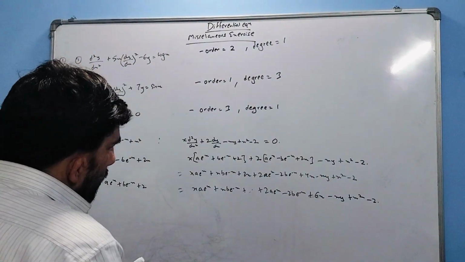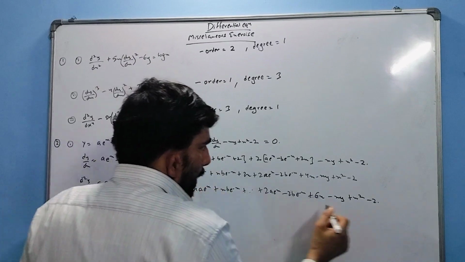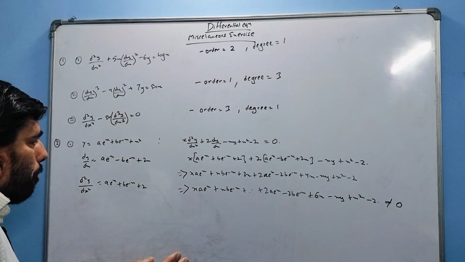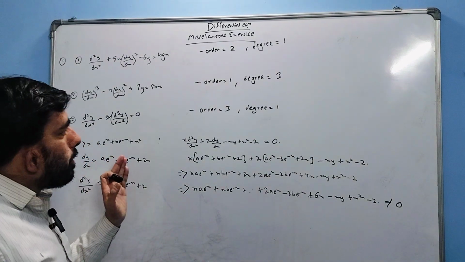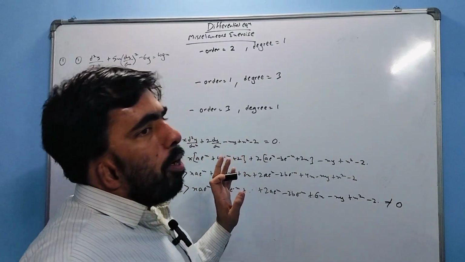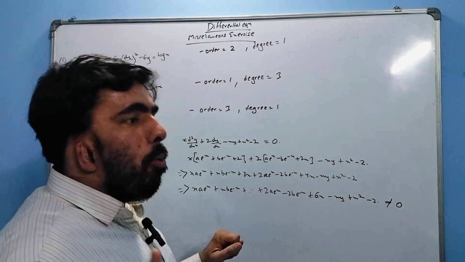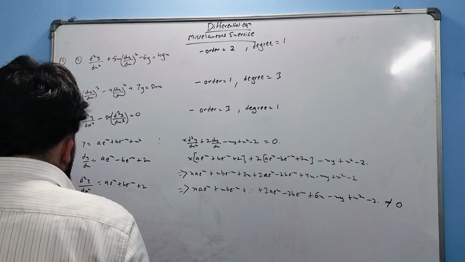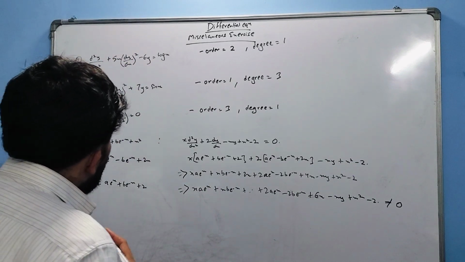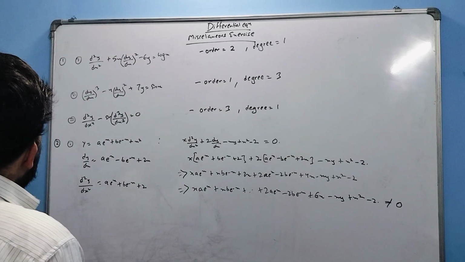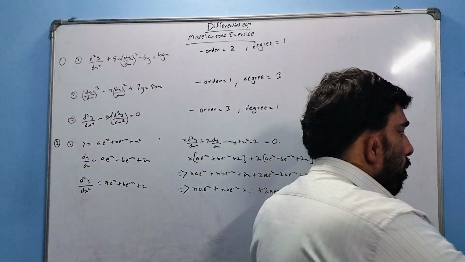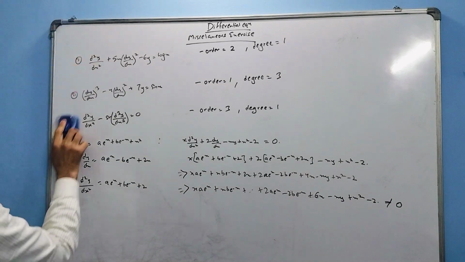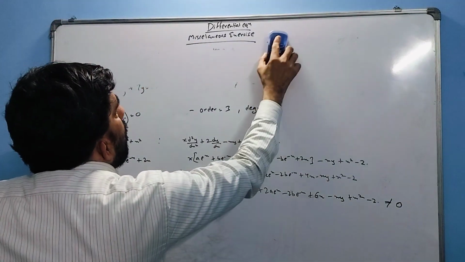So we find that this is not equal to 0. So we can say that this is not a solution of the given differential equation. Okay, we have done the first part. Now we'll try to solve the second part.